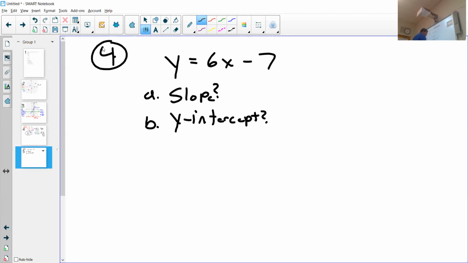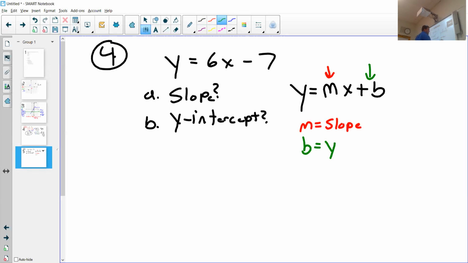Well, this is written in slope-intercept form. Slope-intercept form looks like this. y equals mx plus b. m is the slope, and the b represents the y-intercept. Okay?